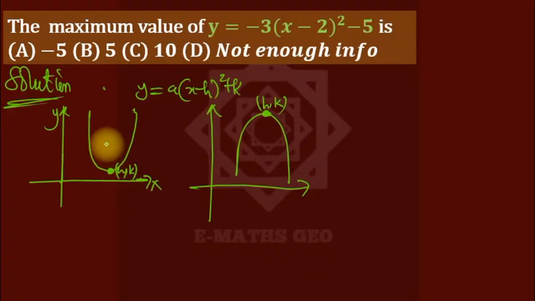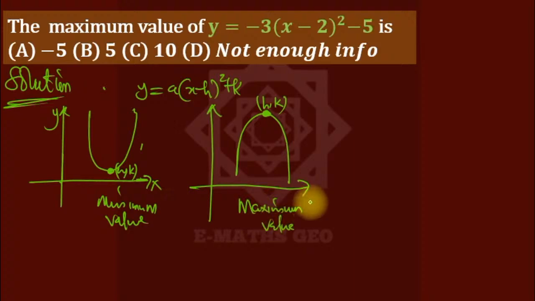The concave up one will have a minimum value, while the concave down one will have a maximum value. So the value is k. K is the maximum or the minimum, while h is the point where it occurs. So since they're asking us the maximum value, we are looking for k.